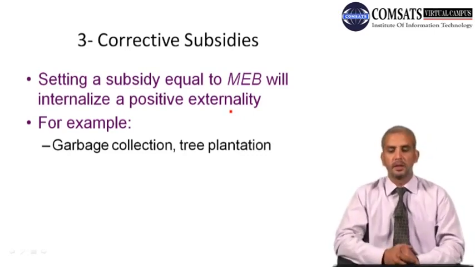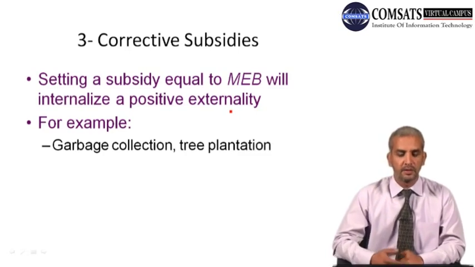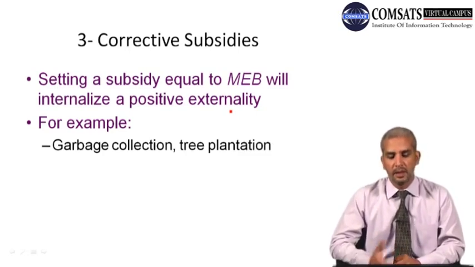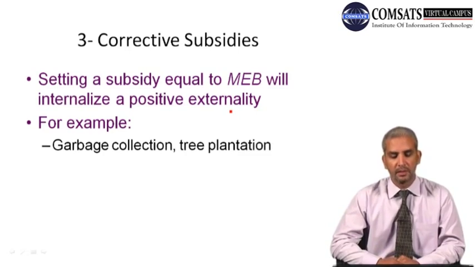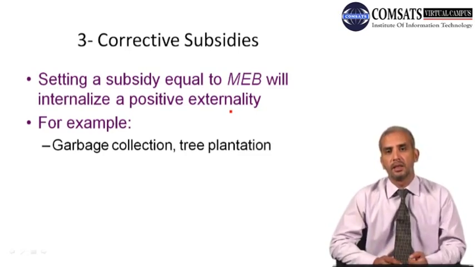But there might be a case in which QM might be above or below that efficient level, so in that case government might intervene to change the quantity. Then the third case would be a corrective subsidy, when there is a positive externality basically. Now what would be a positive externality would be, for example, the garbage collection by the government.